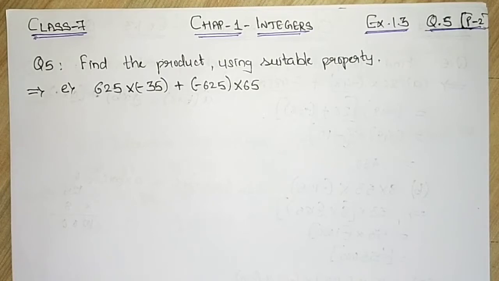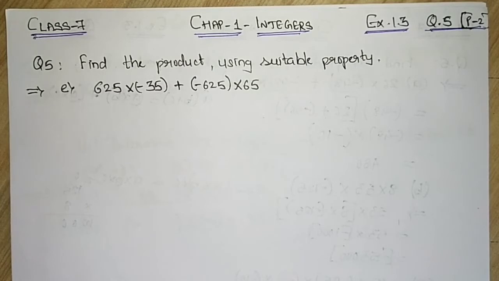Students, we are solving question number 5. We have already solved the 4 parts, that is A, B, C and D. Today we are going to solve the next 4 parts, that is E, F, G and H. But we will not multiply simply, we will use suitable properties to multiply the product. So students, without wasting time, let us start.